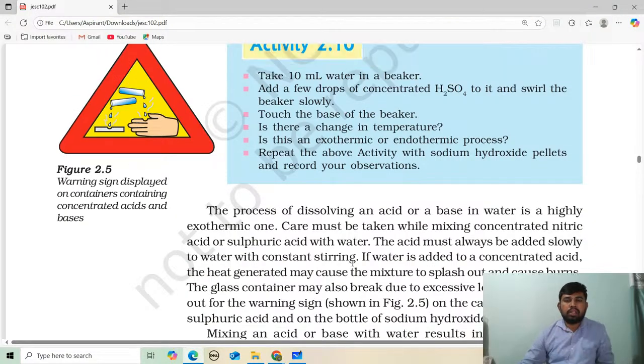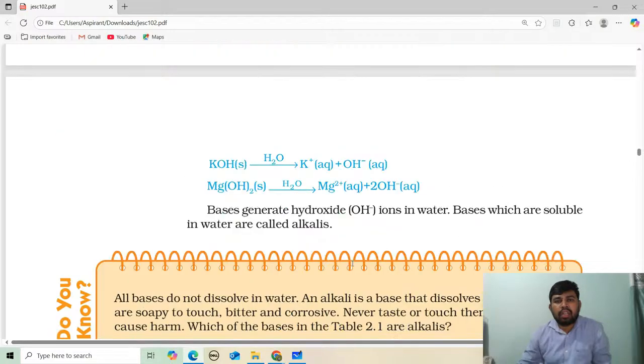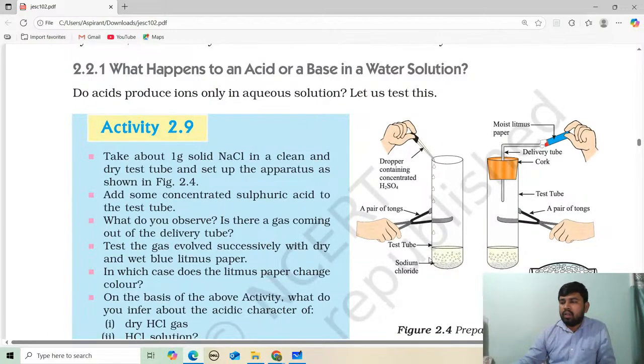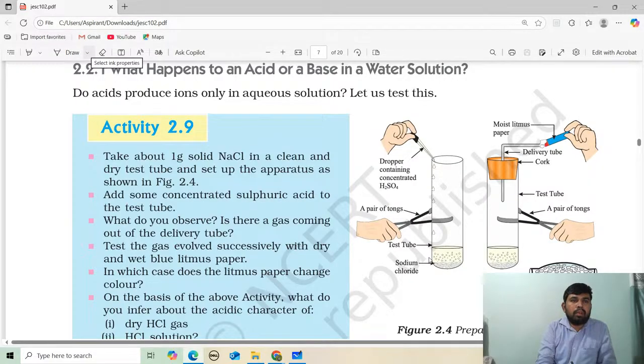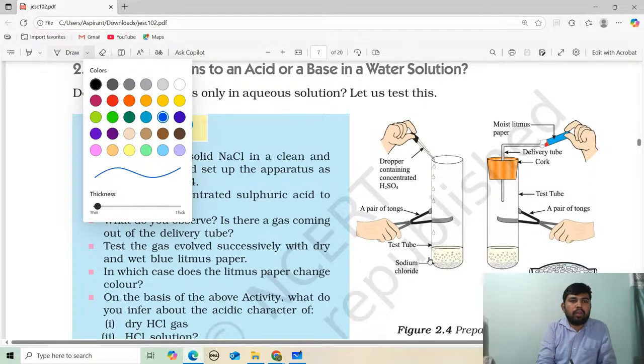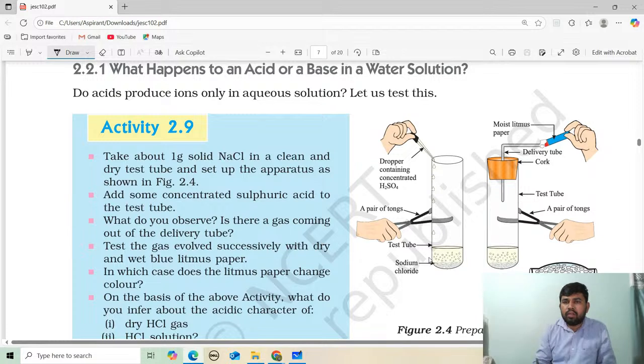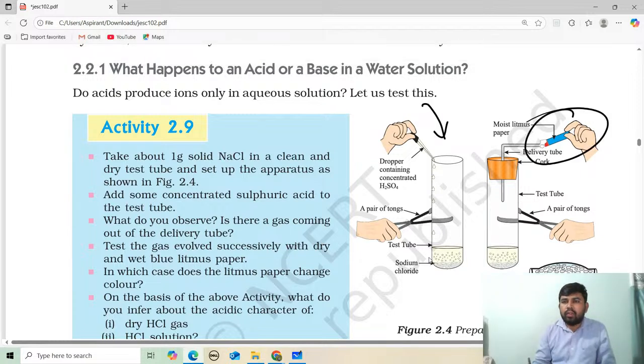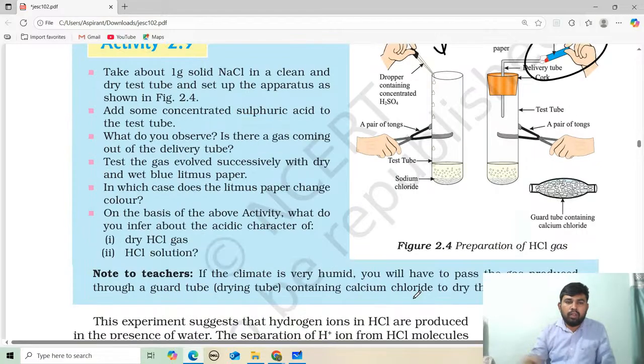In the last class, we discussed this activity. We saw that an acid shows acidic properties only in the presence of water. We took two types of litmus paper. In one case we passed dry HCl gas over dry litmus paper, and in the other case we used wet litmus paper.